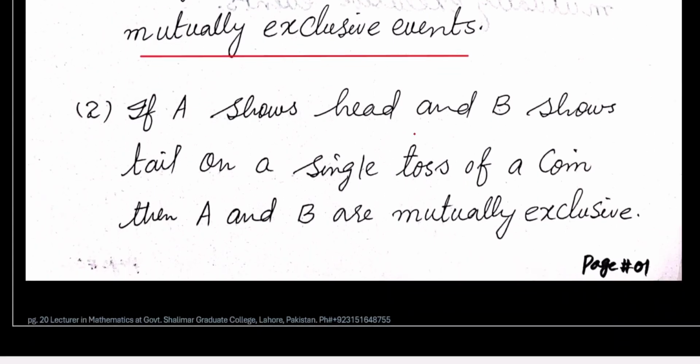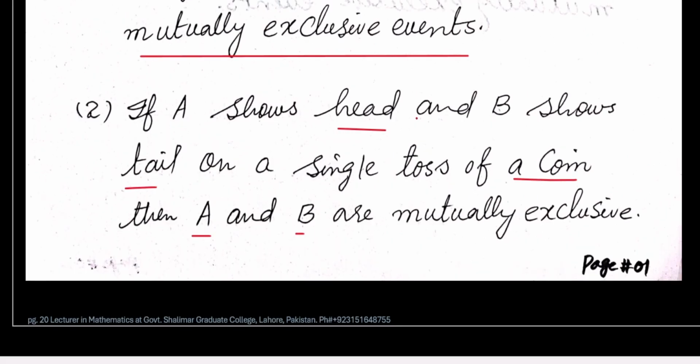Similarly, if A shows head and B shows tail on a single toss of a coin, then A and B are mutually exclusive events. Because when you throw a single coin, it is not possible that both head and tail occur together. Either one of the occurrences will appear, either it will be head or it will be tail.